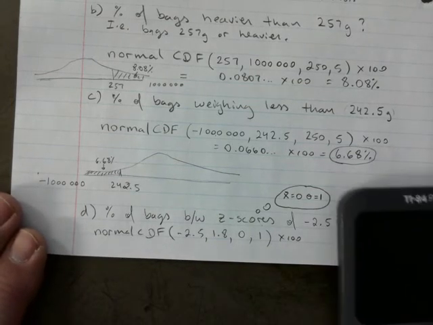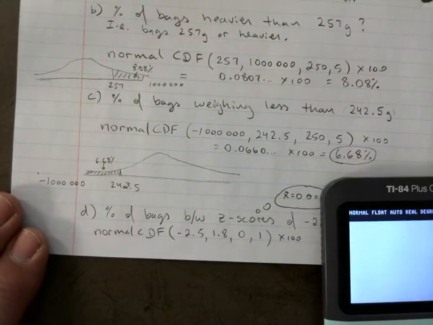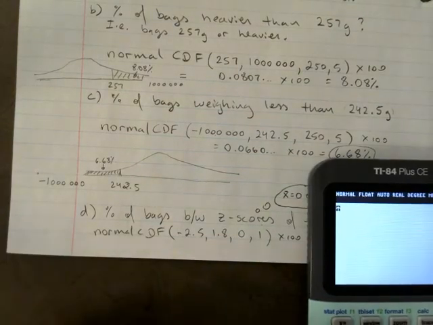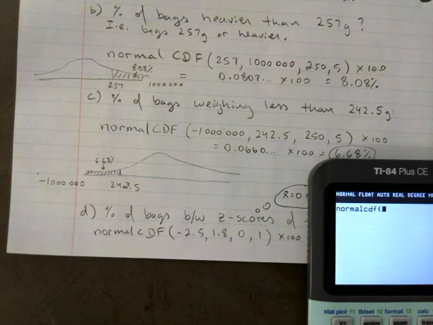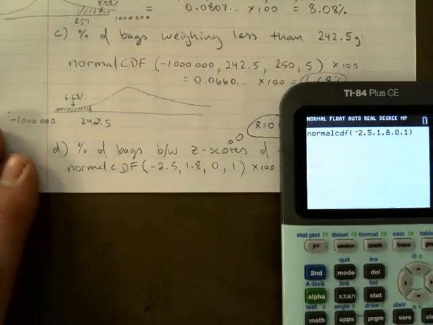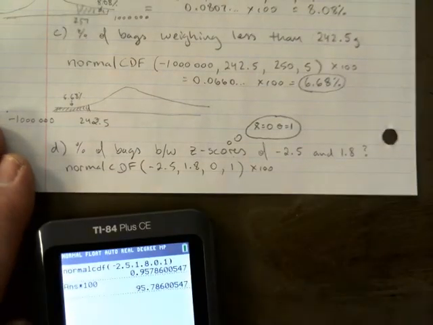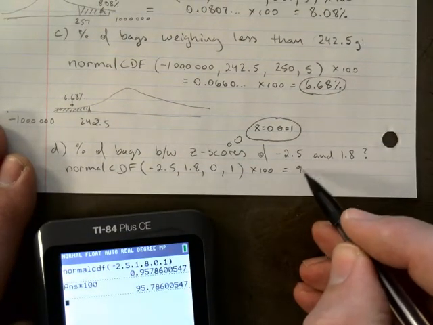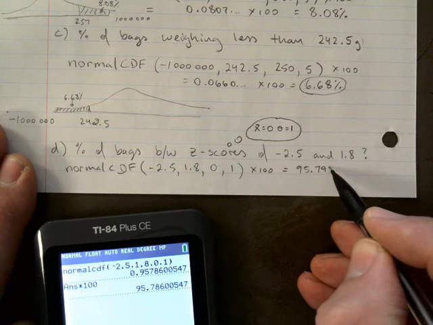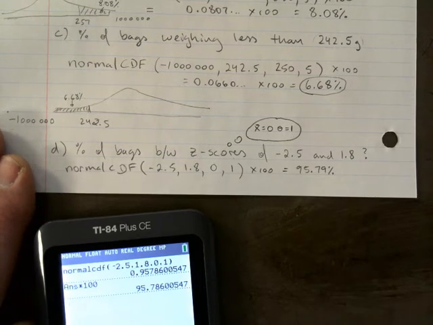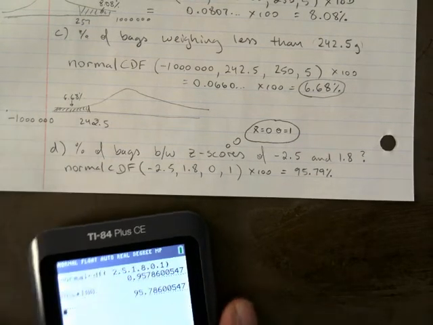So let's try that. Clear. Normal CDF, second vars, and they go negative 2.5, 1.8, 0, comma 1. Sorry, you can't see that on the screen. There it is, right? I hit enter, and then I go times 100. So that would be, it's okay to just write 95.79% of data points.